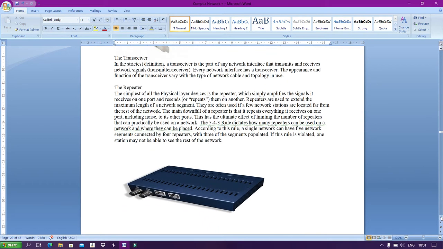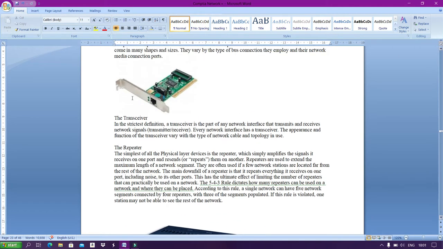The transceiver. Strictest definition: a transceiver is any part of the network interface that transmits and receives network signals. Transmitter, receiver. Every network interface has a transceiver. The appearance and function of the transceiver vary with the type of network cable and topology in use. So I just want to show you a quick picture here of a network interface card, and this would be inserted onto the computer's motherboard.